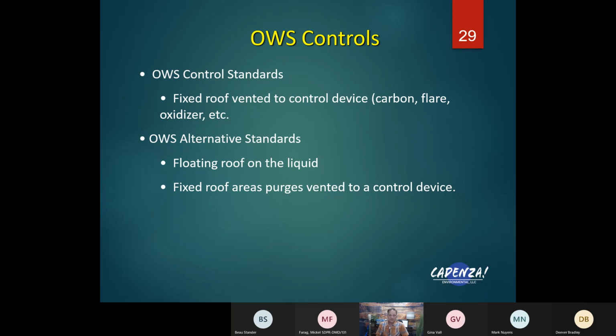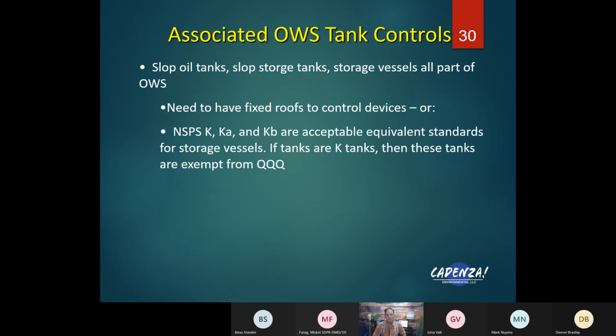There's an alternative standard too. You can have a floating roof on the liquid itself in an oil water separator. But any areas that don't have a floating roof minimizing the amount of VOCs, those areas can have a fixed roof, but they need to be also purged to a control device. And I'll get into that in a moment.